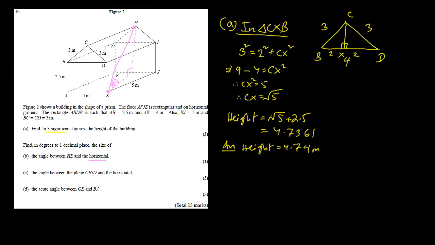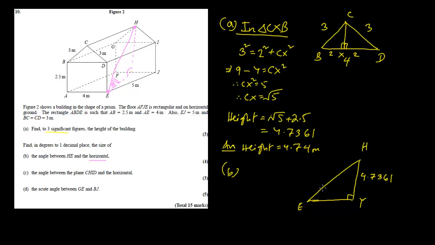So if we get back to here, we can now draw a miniature triangle. So the miniature triangle would be H, this point is E, and here this point, let me call it Y. So we know from the previous question that the height of the building is 4.7361. So we can consider this to be 4.7361, the height of the building.